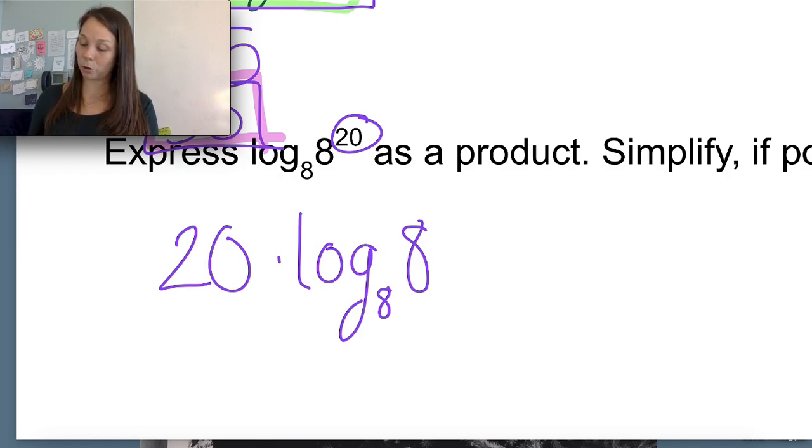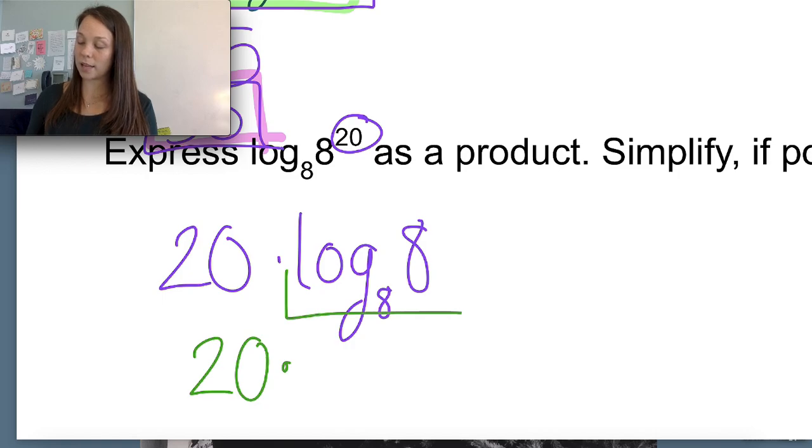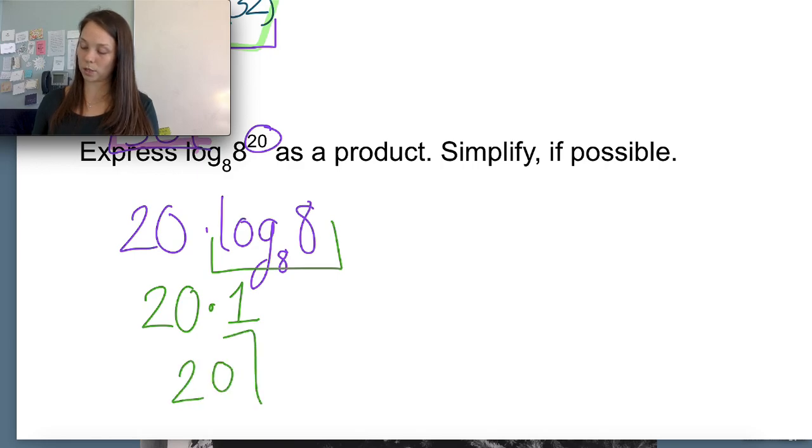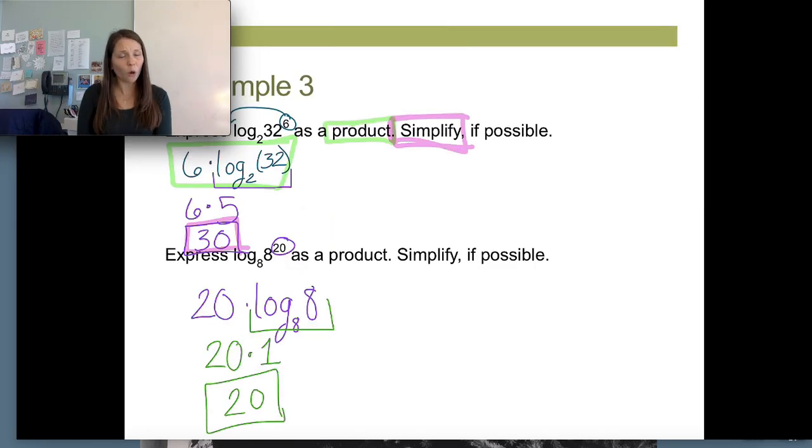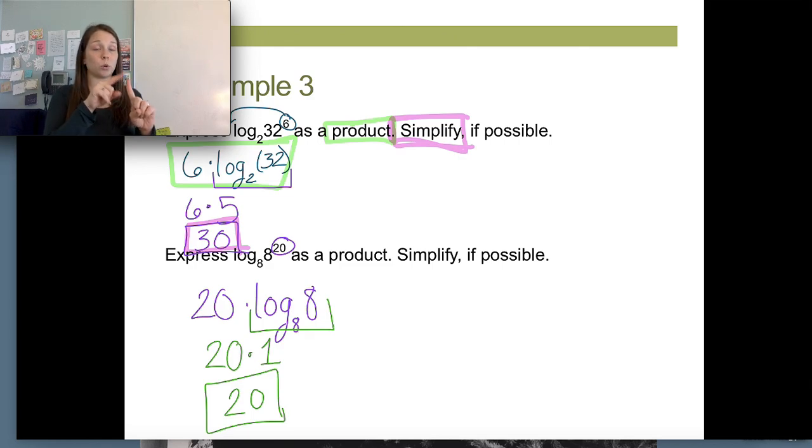Now we do a little bit of simplifying. Log base 8 of 8 is 1, so I have 20 times 1, which is 20. So when you're doing these problems, you have to show all three of these pieces. You have to show your work and your thought process. So you first have to show me what I had boxed up in green there, where it's 6 times the log base 2 of 32. That's part of the answer. Part of your work then is the 6 times 5, and then you have your answer, which is 30.